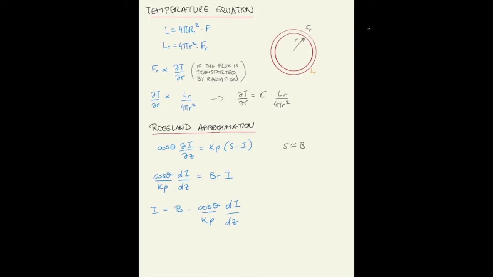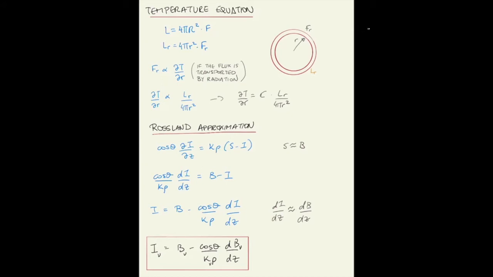But, and this is the second part of the Rosseland approximation, we say that even though the intensity field is not exactly the Planckian, its variation in the vertical direction is going to be like the variation of the Planckian. So you can then write the Rosseland approximation for the intensity. And let's reinstate here the frequencies. So the intensity is the Planckian minus the coefficient times the derivative of the Planckian in z.